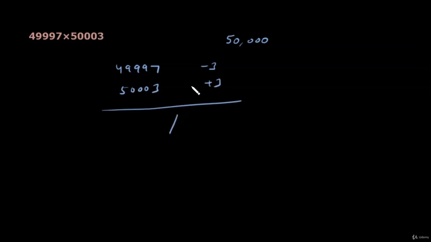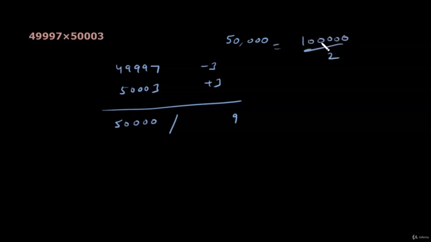Now this time we have to multiply two large numbers, but both are very near to the base 50,000. This number is 3 less than 50,000 and the second number is 3 more than 50,000. So for the first part of the number, we can either subtract 3 from the second number or add 3 to the first number. Both ways we are going to get 50,000. For the second part of the number, we will multiply these. This is going to give us negative 9.